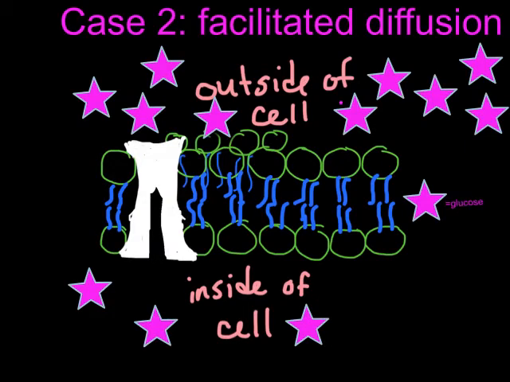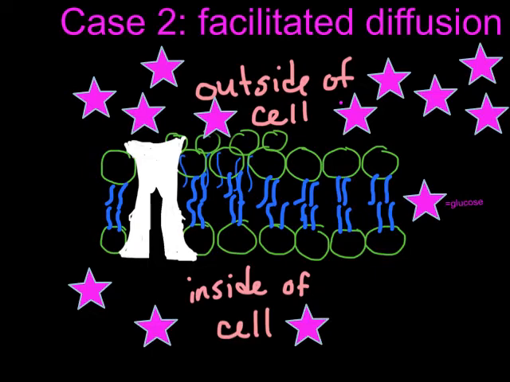All right, so the second type of passive transport is going to be something called facilitated diffusion. Facilitate means to help someone. So if you facilitate me walking down the hall, you're helping me walk down the hall. Why you would need to do that, I don't know. But facilitate means to help.